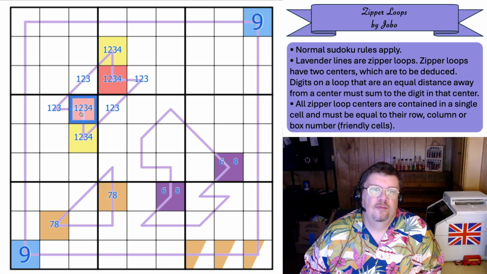So if that's 4, that's a 1, 3 pair. If that's 4, that would be a 1, 3 pair.